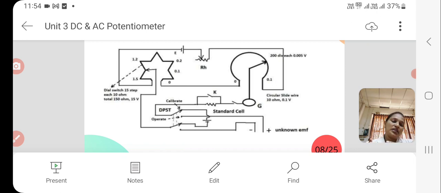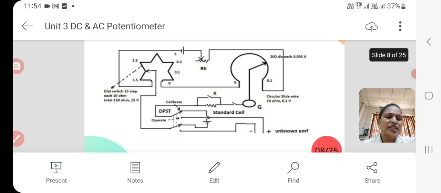We have a primary circuit which consists of the calibration part, and a secondary circuit which consists of the unknown EMF cells. To switch between these two circuits, we have a DPST switch which operates between these two points. The DPST is connected to another switch K, and we have a galvanometer G for showing the null deflection, and a sliding contact in series with the galvanometer, which moves over the circular slide wire.